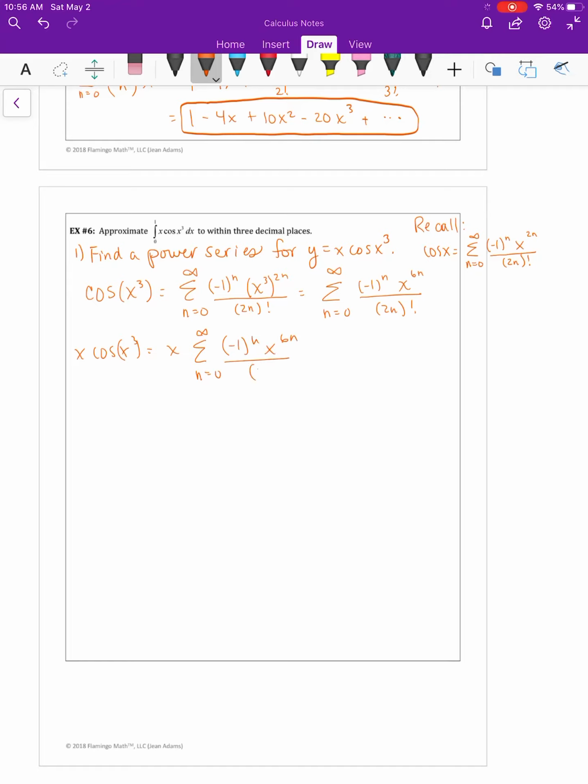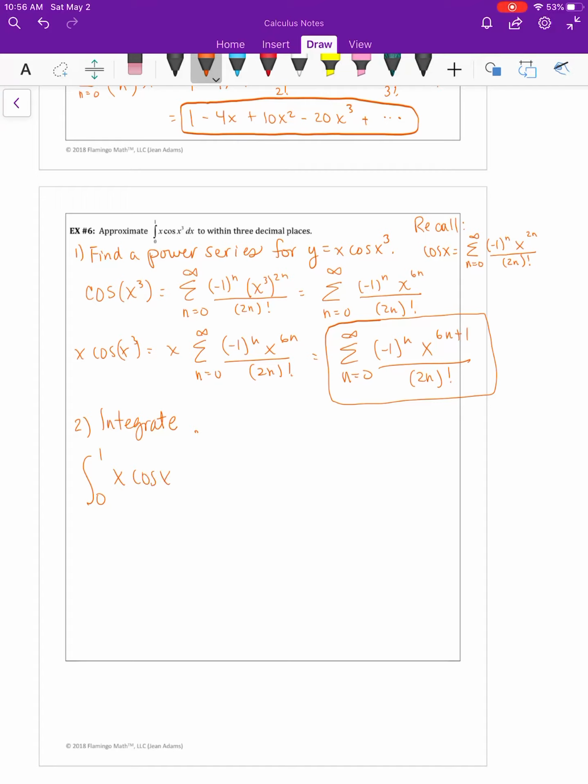Now we can just multiply by x. So this is going to be x times that summation. And if we move the x to the inside, hopefully you can see that that becomes x to the 6n plus 1. And there is your power series, okay?